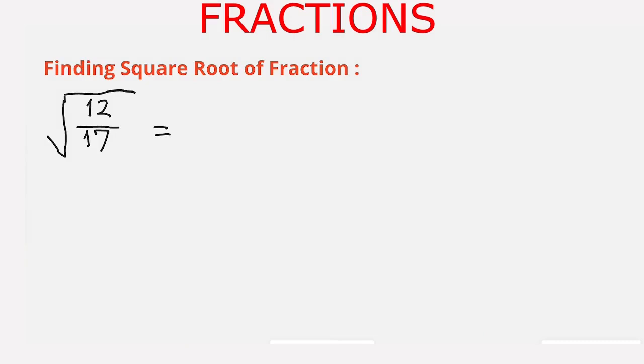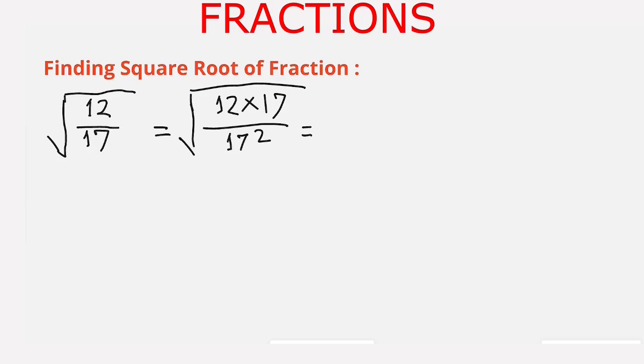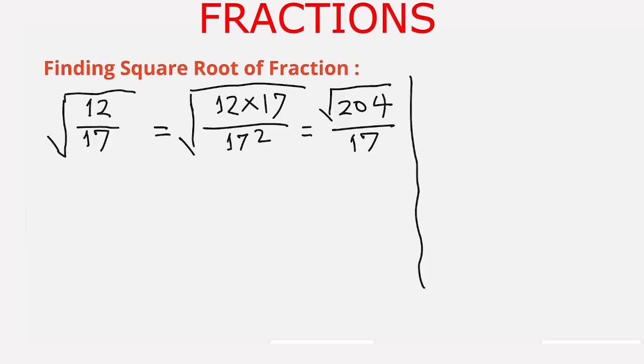What we have to do, we have to multiply the numerator and denominator by 17. So it becomes 12 multiplied by 17 upon 17 square, and we put the under root sign. This is equal to 17 times 12 is 204 upon 17, and we put the square root sign over 204. Now we will solve the square root of 204 by the shortcut method.